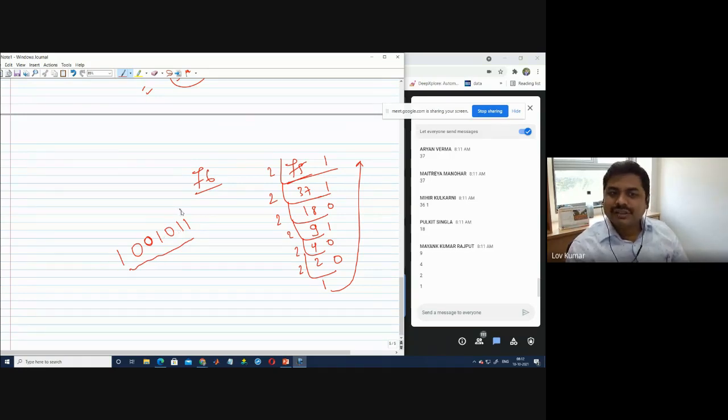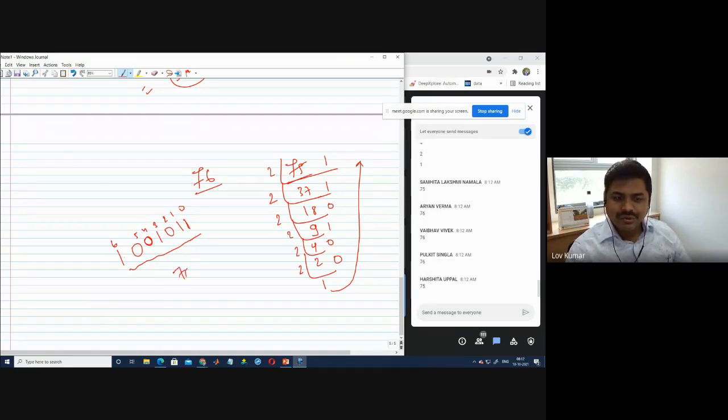Now we have to check whether this is working fine. So the positions are 0, 1, 2, 3, 4, 5 and 6. What is the value we'll get here? Anyone? Can you tell what is the value we'll get? Just tell me what is the value we'll get here.